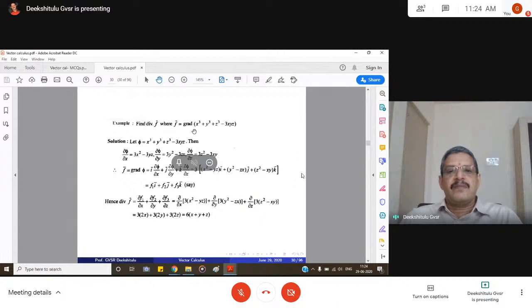So dou f by dou x is 3x square minus 3yz, dou f by dou y is 3y square minus 3zx, dou f by dou z is 3z square minus 3xy. So grad phi is like this. This is what we get. Then for this I want the divergence. So divergence is given by dou f1 by dou x plus dou f2 by dou y plus dou f3 by dou z. Again get the three derivatives and write the sum: 6 into (x plus y plus z).